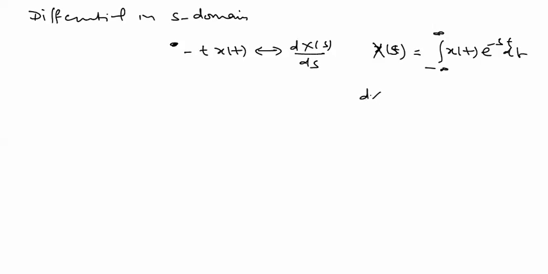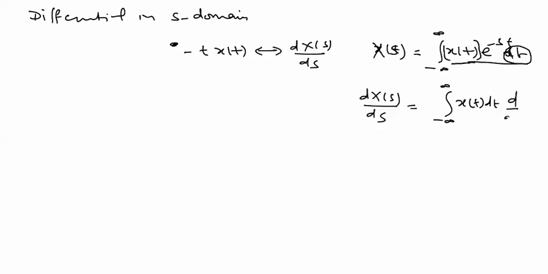If I want differentiation in this direction, it means differentiation of this term also. This term differentiation means x(t) is not a function of s, it is constant. dt is also not a function of s, it is constant. We can differentiate directly this term, e power minus st.